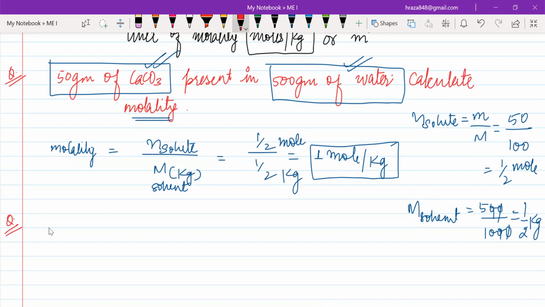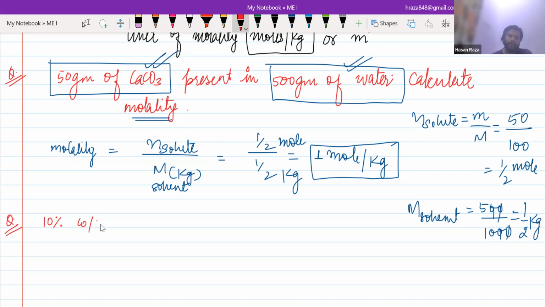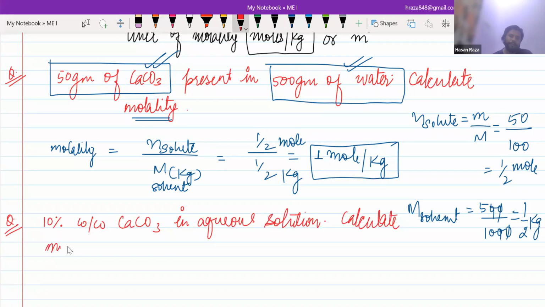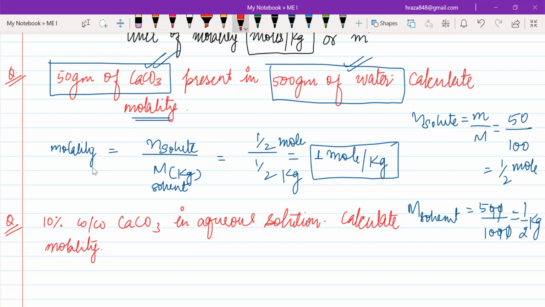Yes, now I'm going to give you another question. 10% weight by weight CaCO3 in aqueous solution. Calculate molality. Molality is very easy.